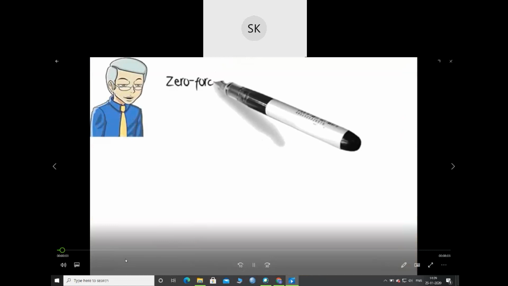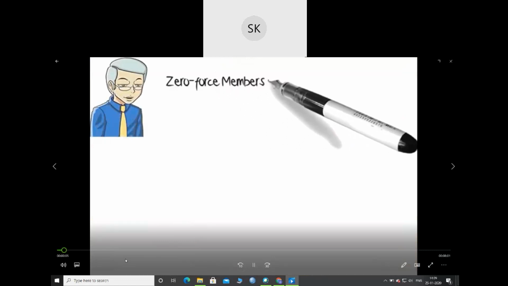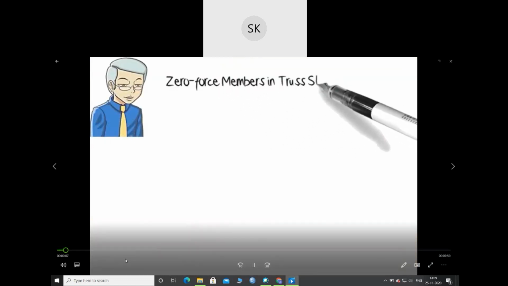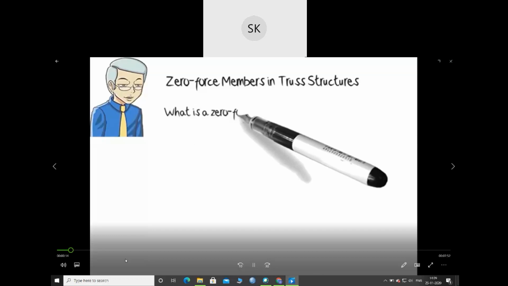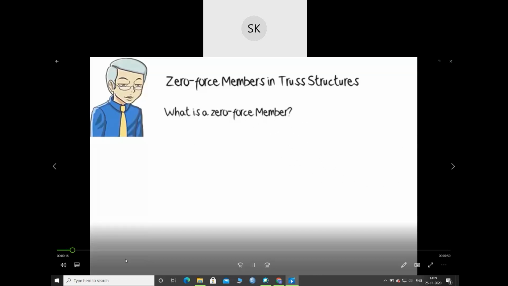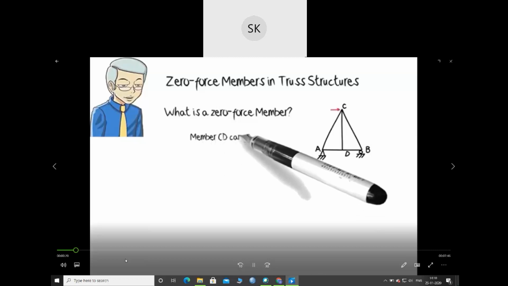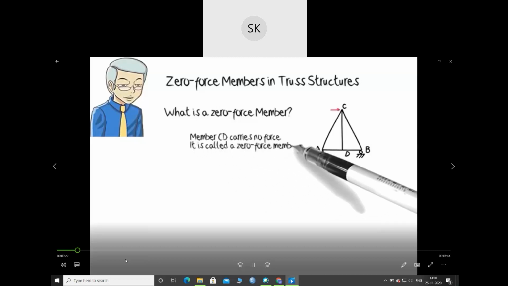In this session, we're going to talk about zero force members in trusses. What are they? Why do they come to exist? And how do we identify them? What is a zero force member? When analysing trusses, we may come across members that carry no force. These are called zero force members.